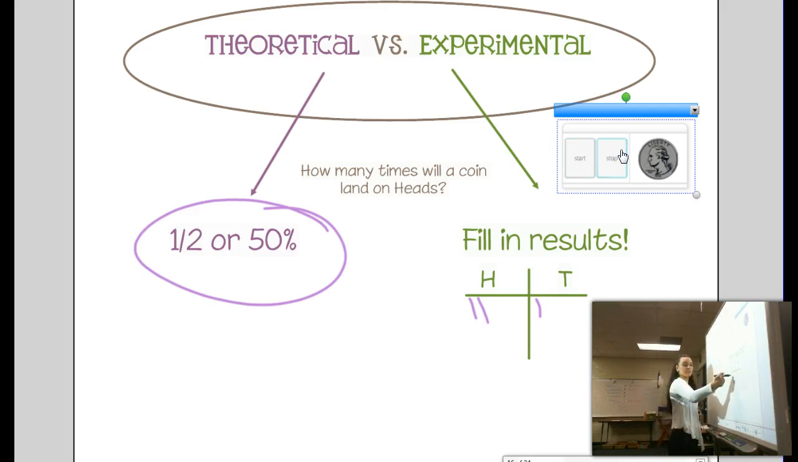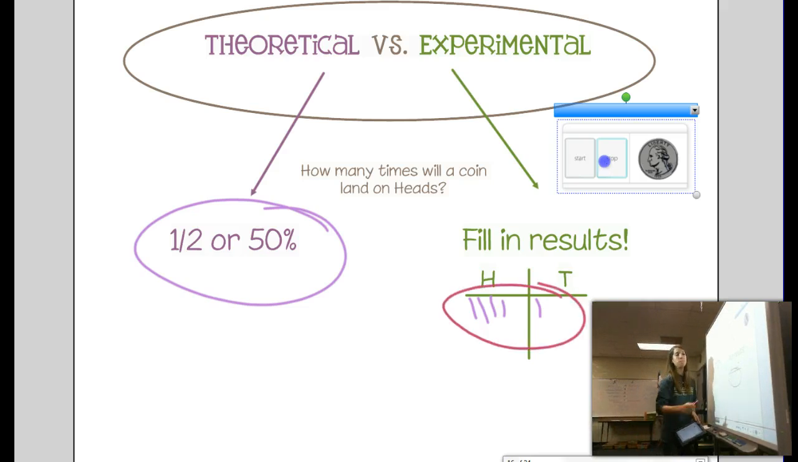Heads. 11 untouched. Okay. Very good. We'll stop right there. Uh-oh. Was our theory the same as our experiment? No. Not even close. What was the experimental probability?